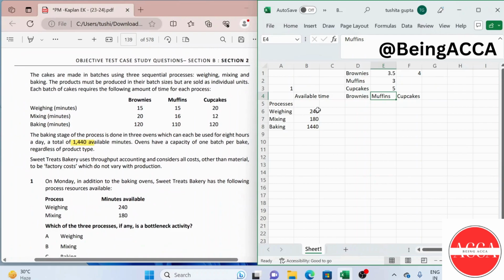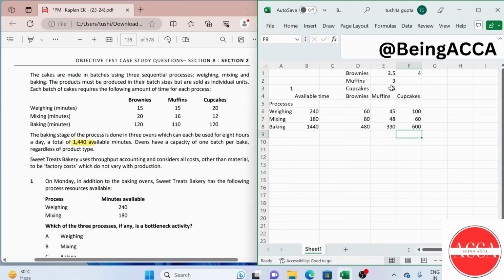Now let's see how much time they take. Right. So for brownies, one batch will take 15 minutes for weighing, right over here, 15. And then the number of batches is 4. Again similarly, 20 minutes in mixing and 4 batches, and then again 4 batches and 120 minutes. Now similarly I will write this for all the others also. Muffins 15, then again 3 multiplied by 16, then again 3 multiplied by 110. Let's write that for cupcakes. This is 20 multiplied by 5, this is 5 multiplied by 12, and again 5 multiplied by 120.